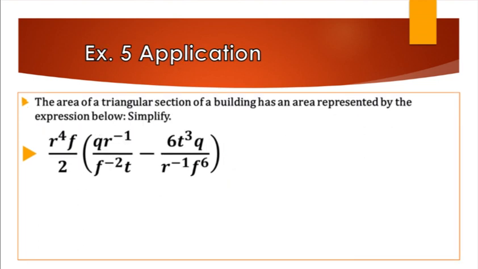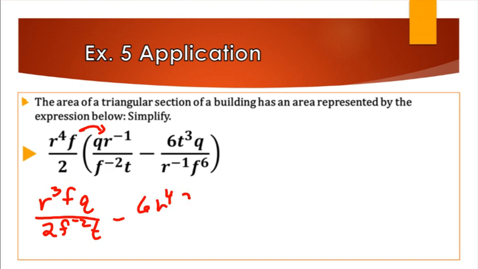The next application problem. The area of the triangular section of the building has an area represented by the expression below. Simplify this. So this would give us r cubed f q over 2 f to the negative second t, minus 6 r to the fourth f t cubed q over 2 r to the negative first f to the sixth. Simplify this.